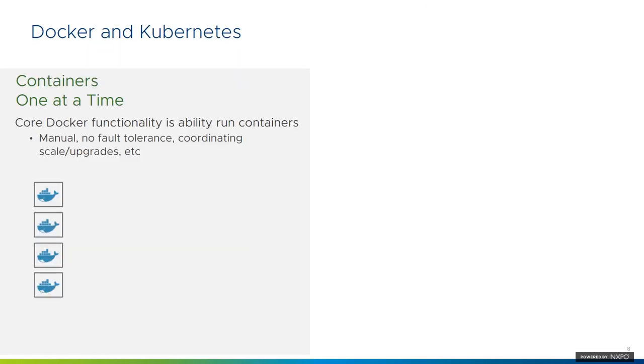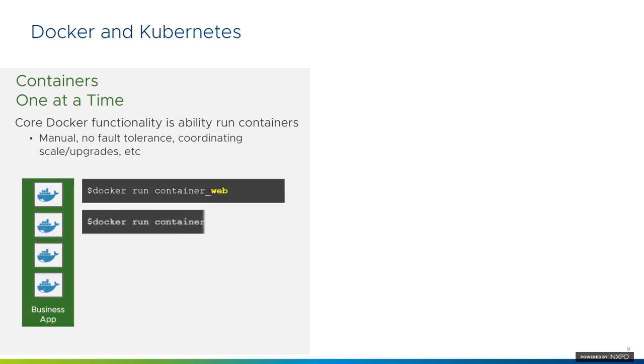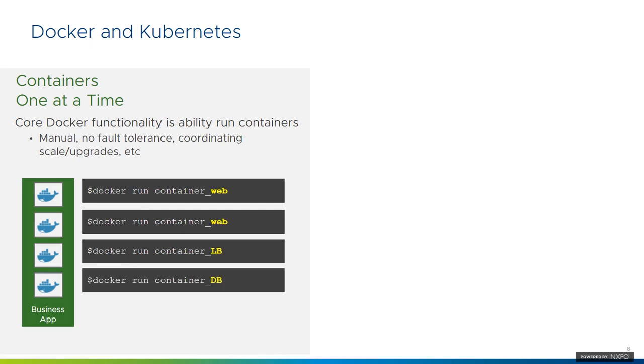Docker and Kubernetes. So Docker, this is about containers one at a time. This is about running a single container. That's the core Docker engine, the Docker functionality here. And if you look at the actual business app, typically it's made up of multiple containers. So you've got a web front end, you've got a load balancer, maybe there's a database on the backside that you're actually running as a container. The point is, it's not about an individual container per se, it's more about orchestrating multiple containers.